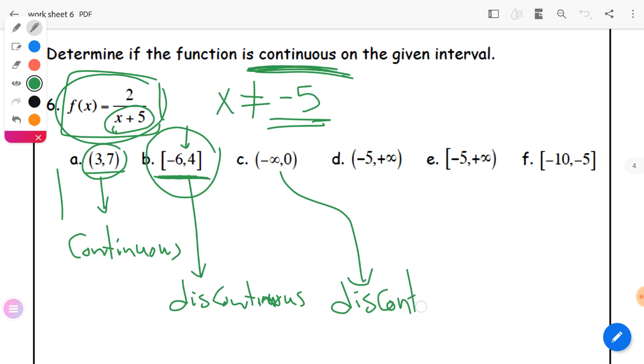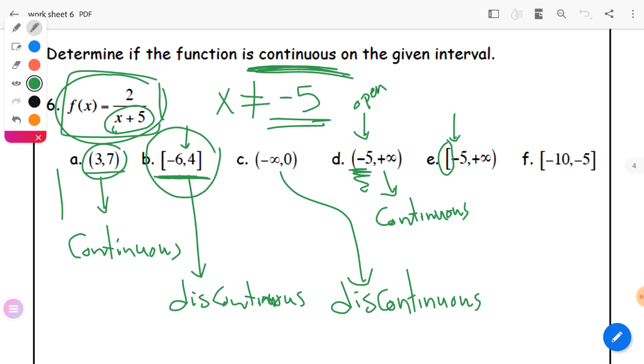The function is continuous on an interval if it is continuous at every point in this interval. If you have only one value at which the function is discontinuous in this interval, the function will not be continuous on it. Here, is negative 5 included or not included? It is not included. This is open, it means negative 5 is not included. So negative 5, at which this function is discontinuous, is not included, so here it is continuous. It will be continuous on the interval which doesn't include negative 5.